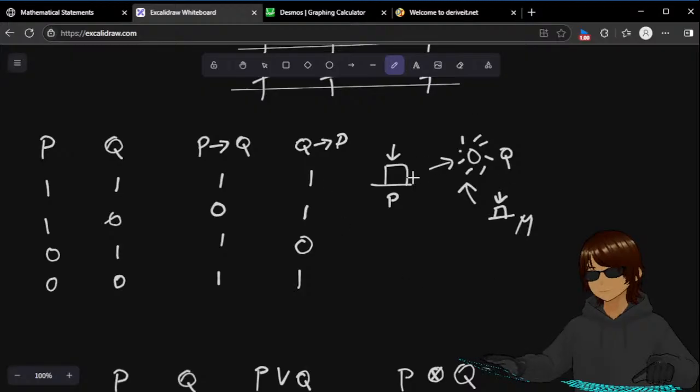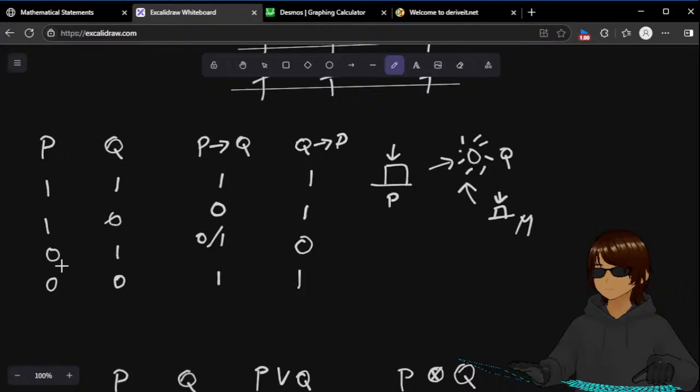So for example, for this button and light thingy, P doesn't happen, but Q happens. That could be because some other button was pressed that switches on Q. So with P being false and Q being true, P implies Q is still possible, right? But this should be 1 or 0. Like this should be undefined. It should only be these three statements, not this fourth one.